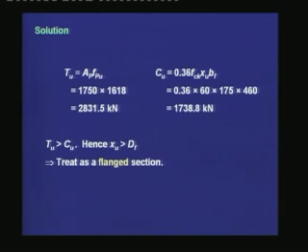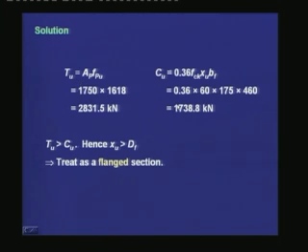Now, once we know the stress in the tendon, we are able to find out the tension force, which is AP times FPU, which is equal to 1750 times 1618 is equal to 2831.5 kilonewtons. This is the tension in the tendon.